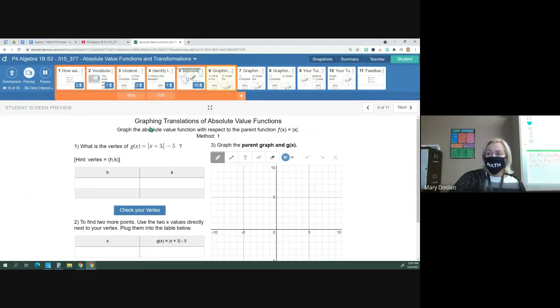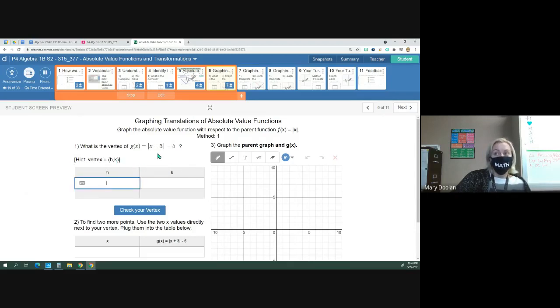Okay, so screen 6, graphing translations of absolute value functions. So we're going to graph the absolute value function with respect to the parent function. The parent function is the one we looked at a few slides back, f of x equals the absolute value of x. So first thing we're going to do here is look at this function, g of x equals the absolute value of x plus 3, minus 5, and determine what is h and what is k. h and k, that's the vertex of my function.